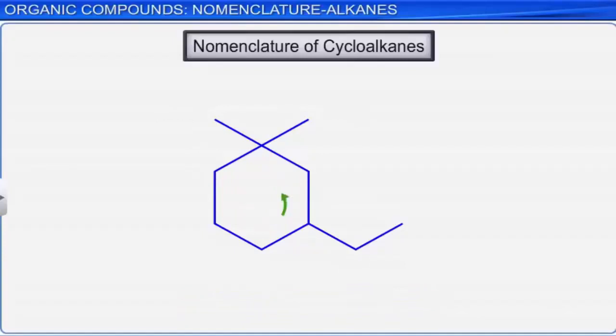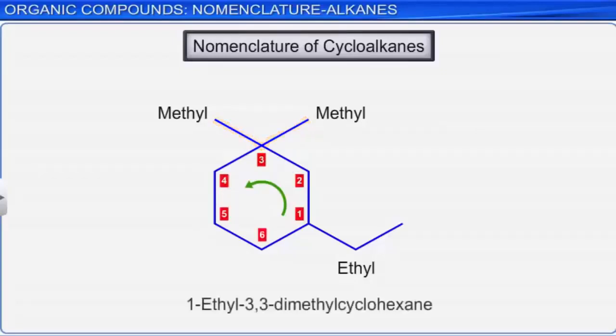If the compound is numbered from left to right, then 2 methyl groups are attached at 3rd position. This means that the more branching is at the 3rd carbon atom, and the name of the compound would be 1-ethyl-3,3-dimethylcyclohexane. This is incorrect.